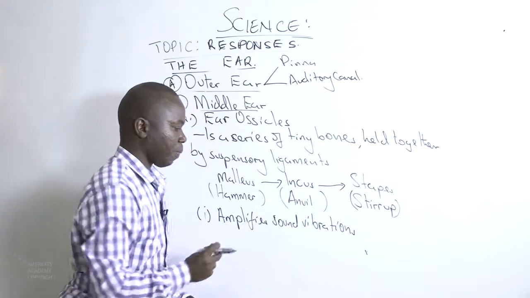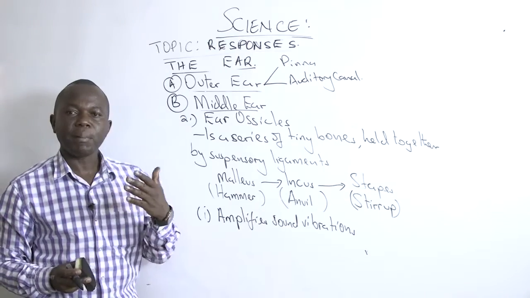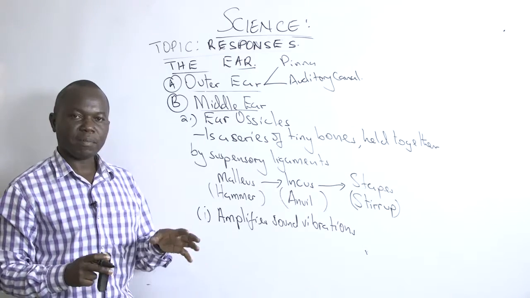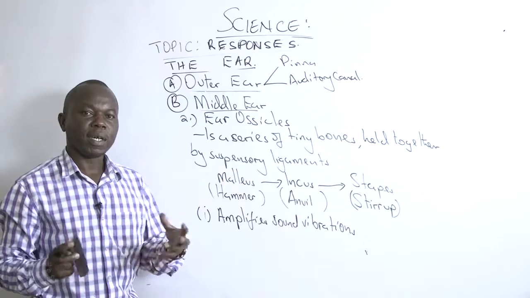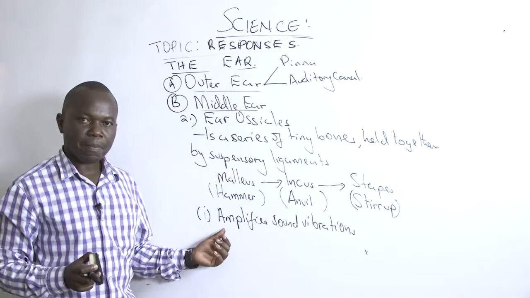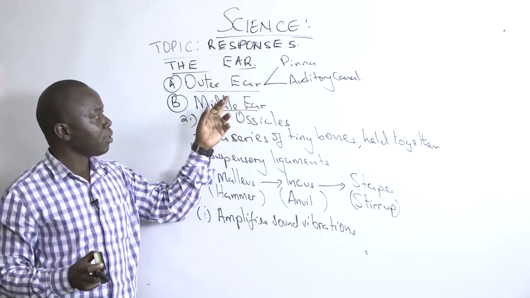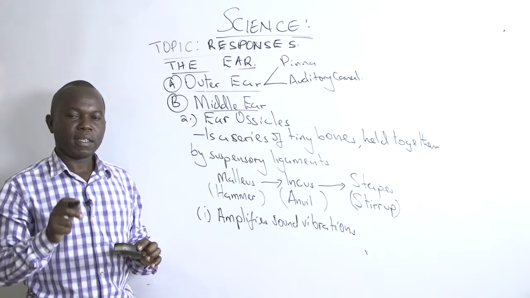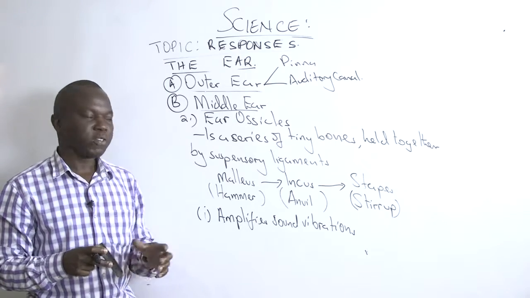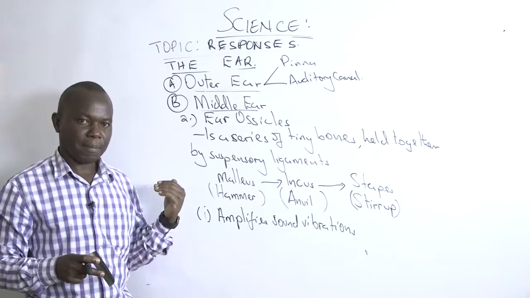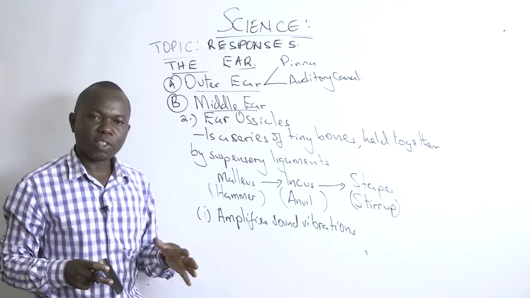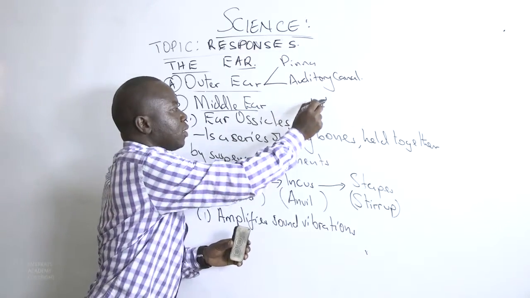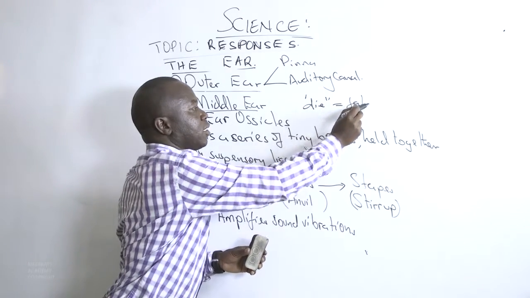Amplify sound vibration. Now, why is it that the sound must be amplified? Amplified means making it greater. If the vibration were small, they become even greater. Why? Because from the middle ear, this sound vibration will go into the inner ear. In the inner ear, we have fluids, but those fluids are denser than air. Because they are denser than air, some of those vibrations may die, in quotes, in other words, may fade.